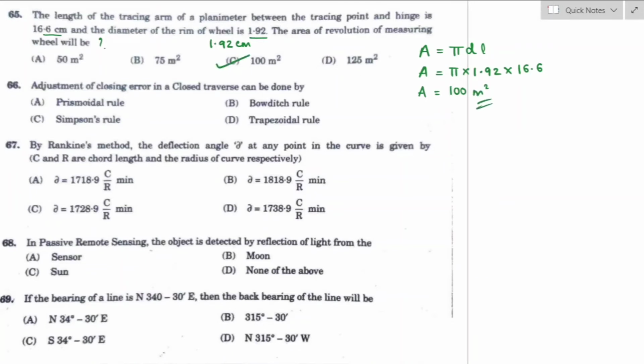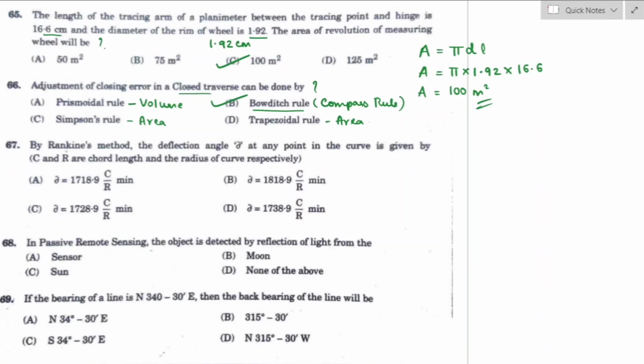Question number 66. Adjustment of the closing error in a closed traverse can be done by. The adjustment of the closing error in closed traverse is usually done by compass rule, which is also called as Bowditch rule. So option B is the right answer. Among the following options, the prismoidal rule is used to calculate the volume of the earthwork, and Simpson rule and trapezoidal rule are used to calculate the area of the earthwork. So the right answer will be option B.